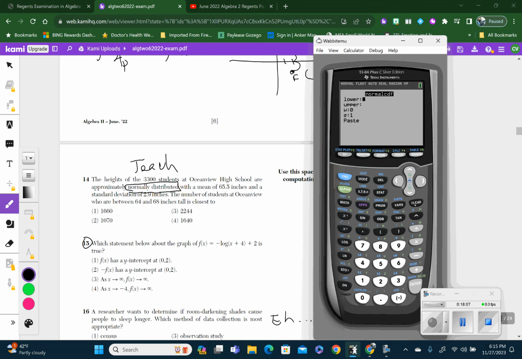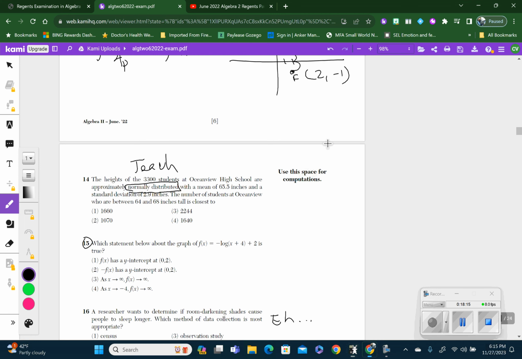So then when you do that, you're going to get something that says lower, upper, this little U and this little O symbol. Let me just tell you what each of these are. So it says the heights of, so we're looking for this right here. 65.5 is our U. So our U is 65.5. And again, like I said, if you get this, great. It's one more question closer. The O with the line over it is standard deviation, and they tell us that that is 2.9. So this is our little O symbol. This is our lower. This is our upper.